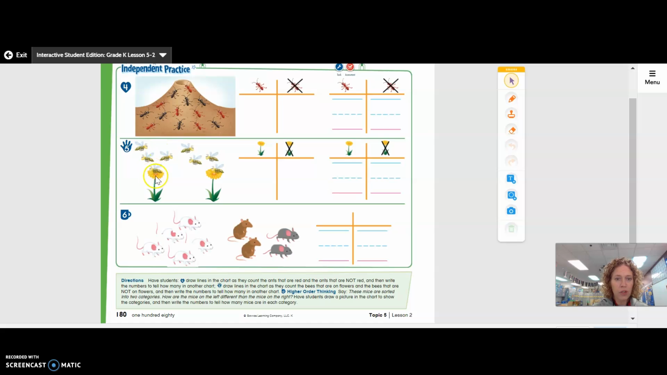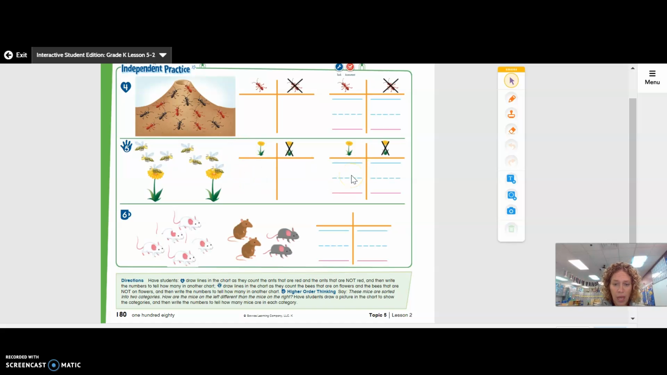Number 5, you're going to do the bugs that are on the flowers, or the bees that are on the flowers. So you're going to count the bees that are on the flowers. And then you're going to count the bees that are not on the flowers, that are flying around. You're going to tally those, and then count your tallies and put them there. Count your tallies, put them here.